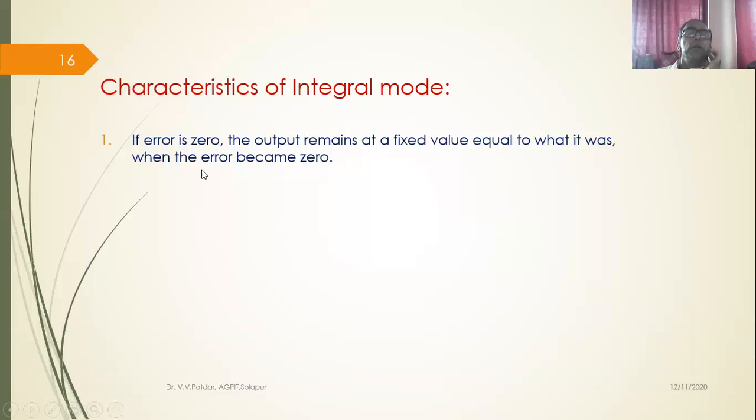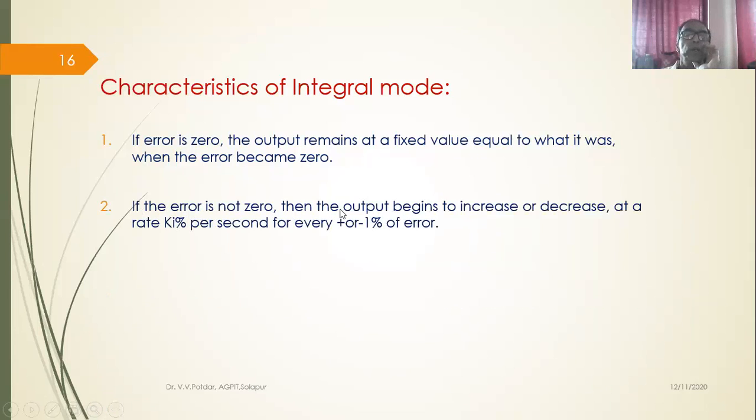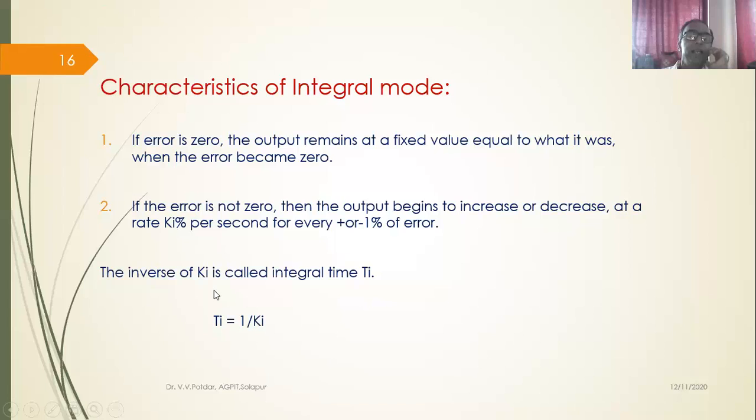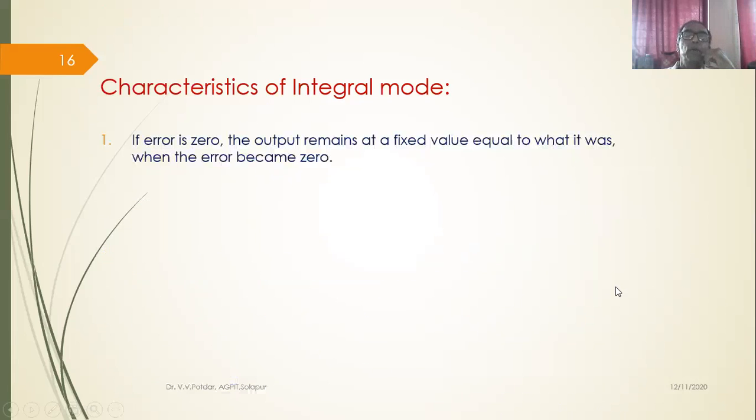Characteristic of integral mode: if error is zero, the output remains at a fixed value equal to what it was when the error became zero. If the error is not zero, then the output begins to increase or decrease at a rate Ki % per second for every positive or negative 1% of error. So these are a few characteristics. The inverse of Ki is called integral time Ti. So integral time Ti is equal to 1 upon Ki. These are a few of the characteristics of integral control mode.